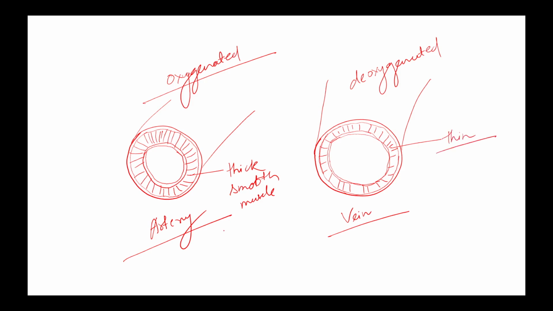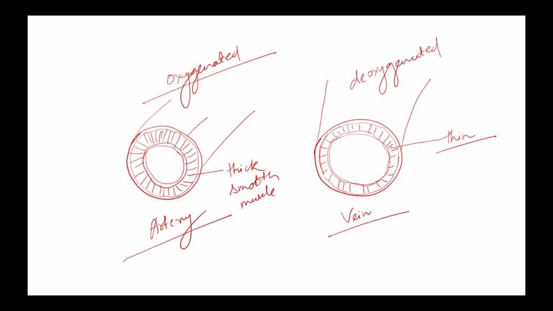It has three layers. The first layer is the tunica externa, then the tunica media, which is made of thick smooth muscle, and then you have the tunica interna, which is lined with endothelial cells. These release certain chemicals, for example nitric oxide, which causes vasoconstriction or vasodilation. On the other hand, the veins have very thin smooth muscles.